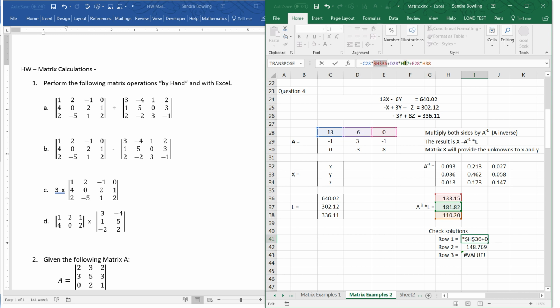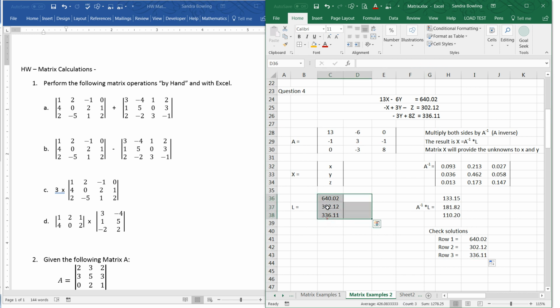That means I'm always wanting these values to be constant. Highlight that, hit F4, highlight that, hit F4. Now when I copy this down, it references the proper cells. So when I do this check solution, notice that it should be exactly as the L matrix.